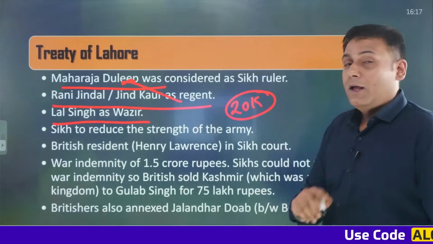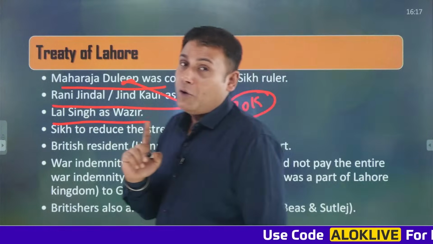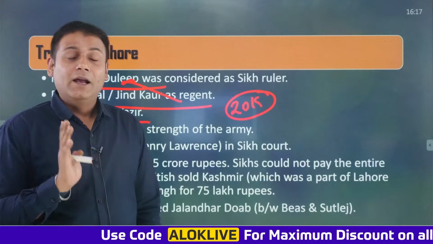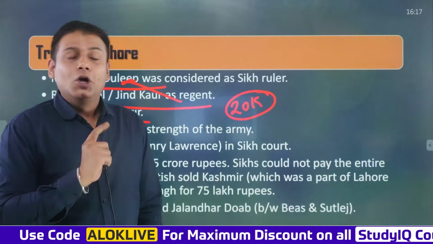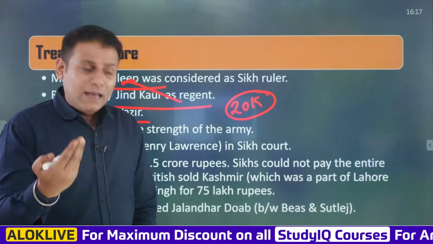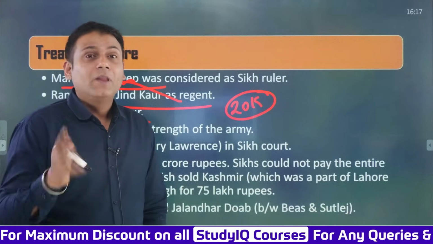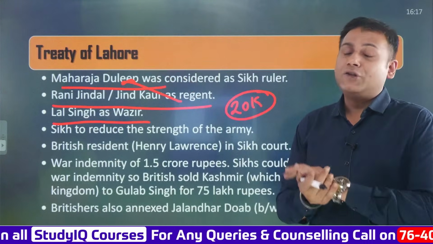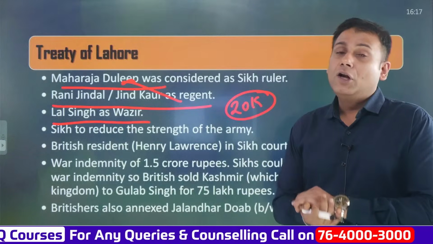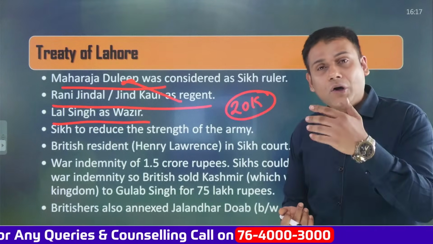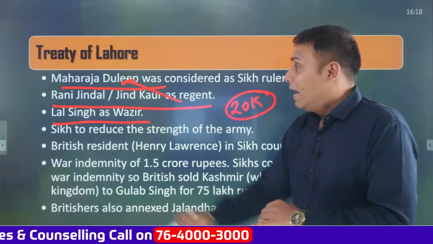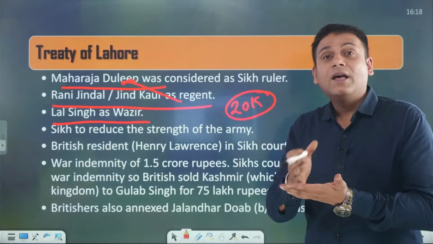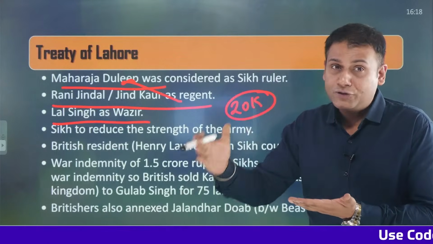Okay? If you remember the series of Anglo-Maratha Wars, this kind of treaty was signed by the Britishers with the Peshwas itself. Correct? The Treaty of Bassein, if you remember. So it was nothing but a loss of sovereignty. Correct? So Maharaja Dalip Singh was recognized as the ruler of the Sikh Empire. Maharani Jindal Kaur, his mother, was recognized as the regent or Raj Pratinidhi. Finally, Lal Singh was recognized as Wazir. The Sikh Empire cannot increase their cavalrymen beyond 20,000.